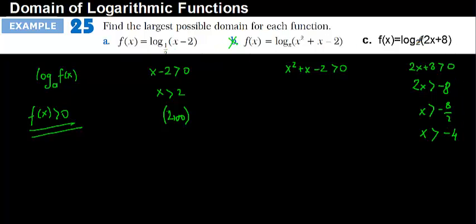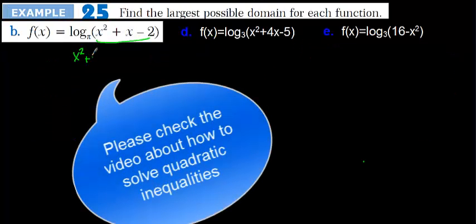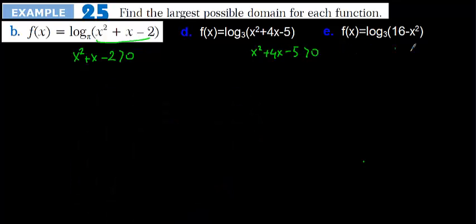Here the logarithmic base is not important, because if it is a number greater than 0 and not equal to 1, it means that our logarithmic function exists. The numbers inside should be greater than 0 again. x squared plus 4x minus 5 must be greater than 0, and 16 minus x squared must be greater than 0. All these are quadratic inequalities, and as we learned on the previous page, we solve quadratic inequalities with tables.